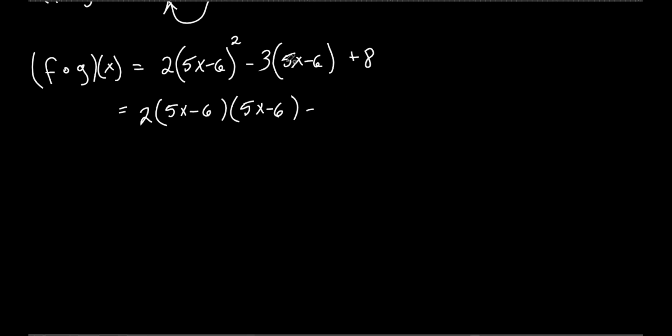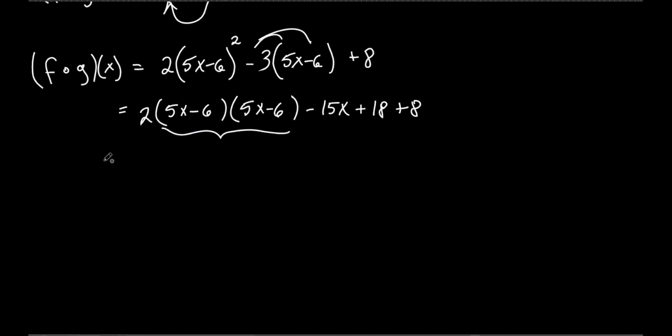Minus, let's do the math here. What's this going to be? Minus 15x plus 18. All I did was take that negative 3 and distribute it right there, okay? Now, the bulk of the work is this thing right here.